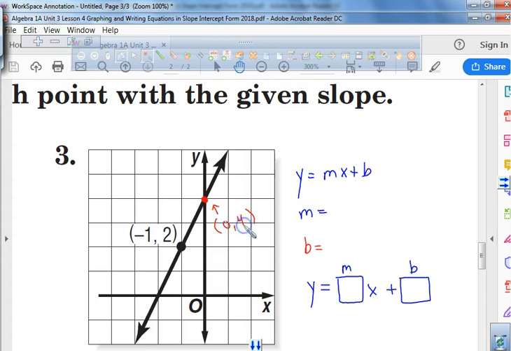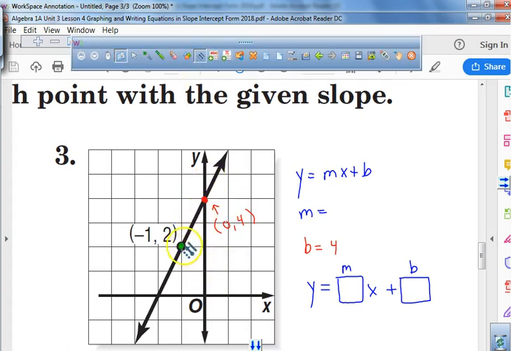4, 0, 4. I got it right. Yes! So put b equals 4 right there. That's your y-intercept. That's where it touches the y-axis. Now, do you guys see this point right in here? Okay? I'm going to use this point and this point. What am I going to use those points to find?